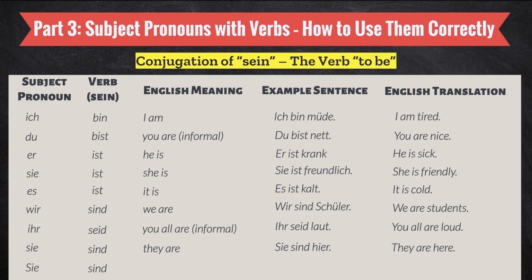Sie sind with capital S. This Sie is very important. It is formal you. You use it when you speak politely to someone you don't know well, or in professional situations. We use sind with this formal Sie. Example. Sie sind Lehrer. That means you are a teacher.